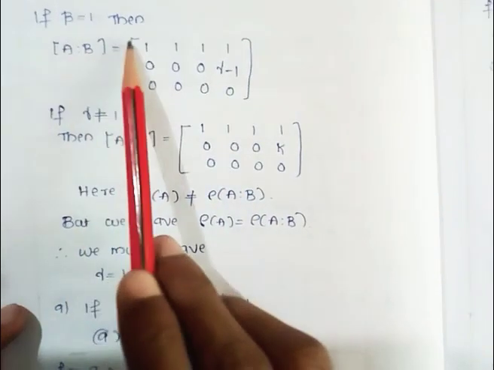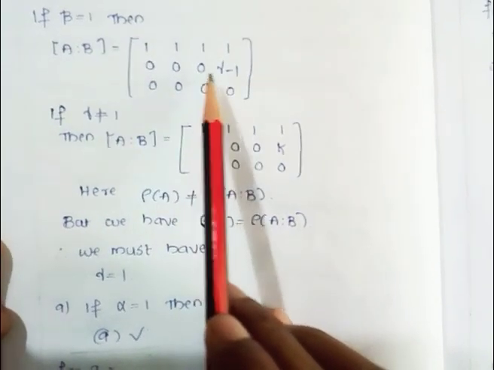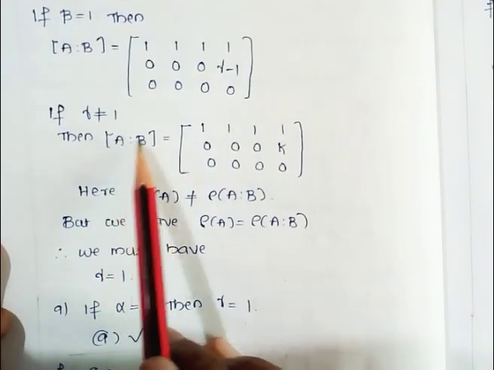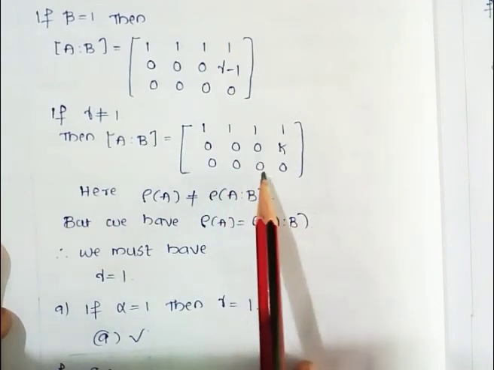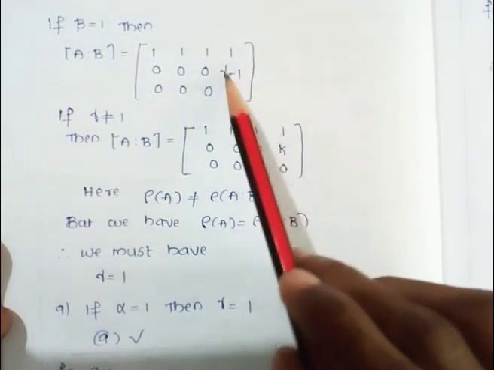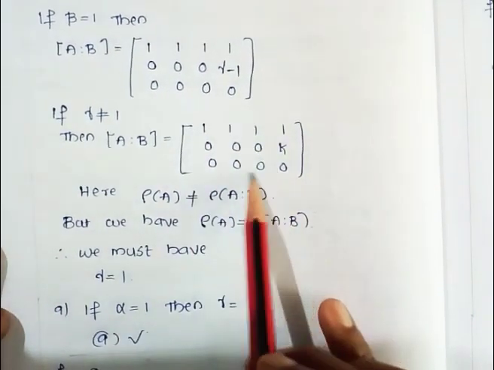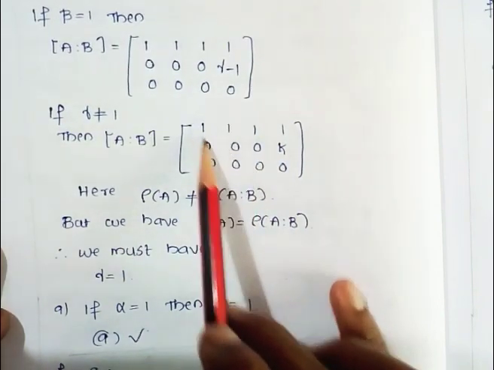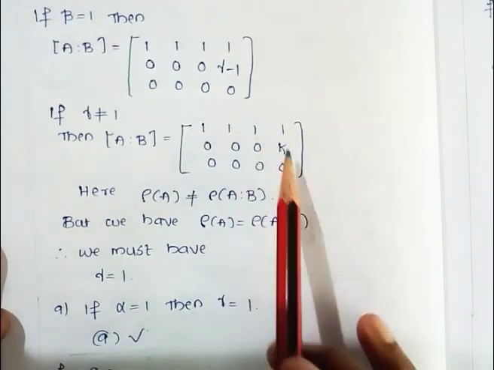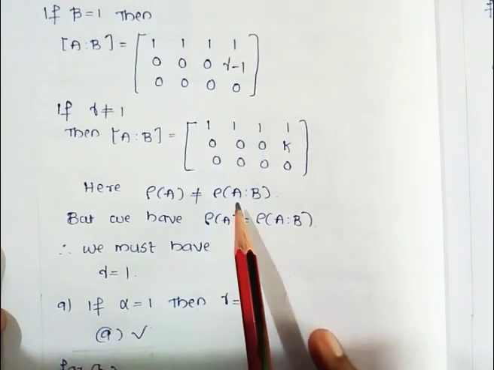That is, if beta is equal to 1, then the augmented matrix is [1 1 1 1; 0 0 0 gamma minus 1; 0 0 0 1]. If gamma is not equal to 1, then the augmented matrix becomes [1 1 1 1; 0 0 0 some k; 0 0 0 0], because we are choosing gamma not equal to 1, so here we have a non-zero term. Considering this matrix, the rank of the coefficient matrix is 1, because there is only one linearly independent row, and the rank of the augmented matrix is 2. Therefore rank of A is not equal to rank of the augmented matrix.